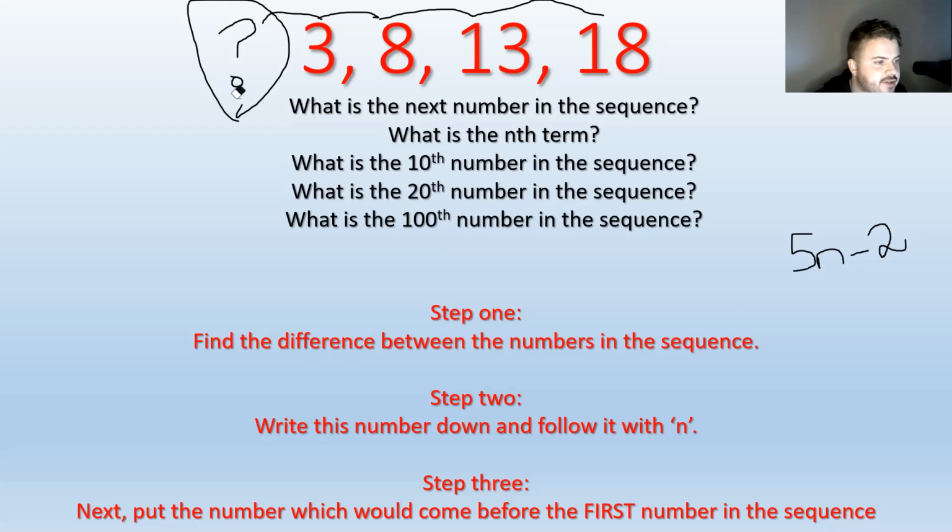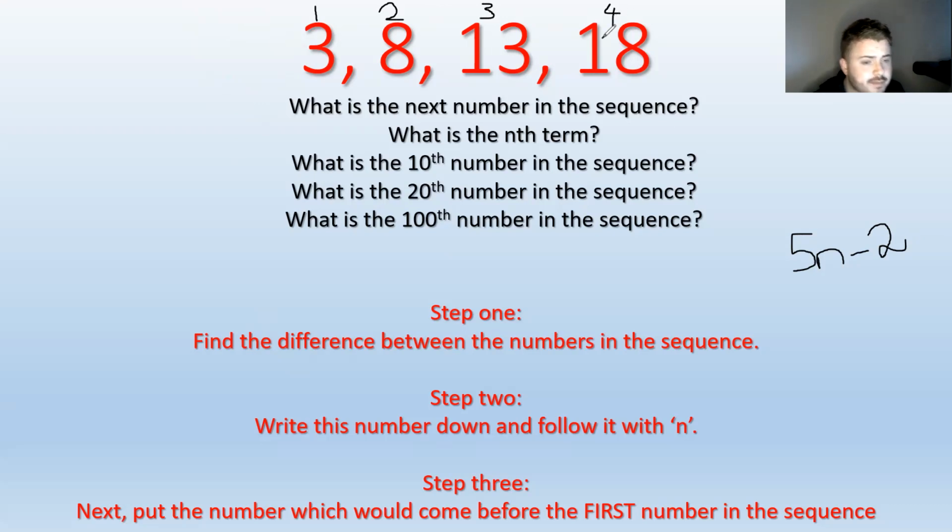Okay, let's check to see if it's correct. So my sequence has 3 as the first number, 8 as the second, 13 as the third, and 18 as the fourth. So how do I check to see if my nth term is correct? I'm going to replace n with any of those numbers. So let's use number 3. So instead of 5 times n, let's do 5 times 3, 15, take away 2, 13 is correct. Let's look at number 1. So 5 times 1 is 5, take away 2 is 3. My nth term is correct.